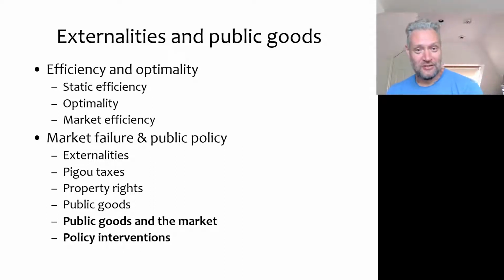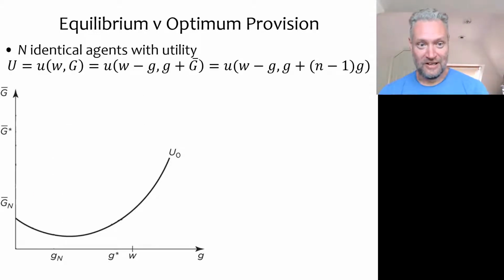I talked about public goods and how they should be provided. Let's now have a look at how public goods are provided in the market before briefly turning to some policy interventions. Let's assume we have an economy with n identical agents, and they all seek to maximize a utility function U, which is a function of private consumption W, and the public good that is provided G.